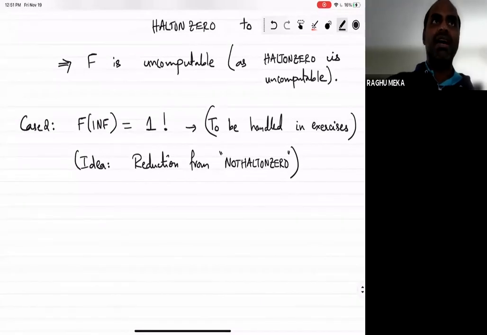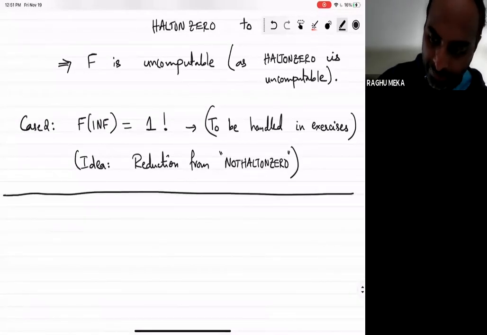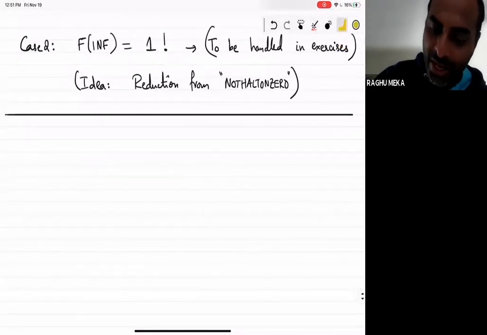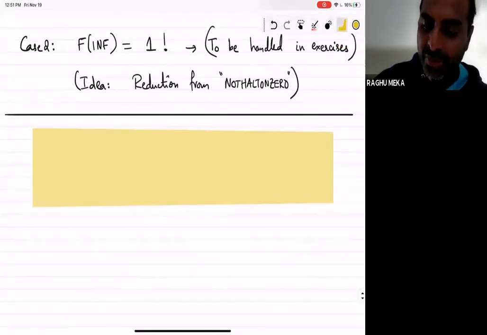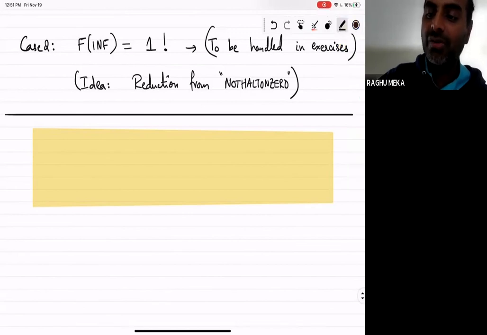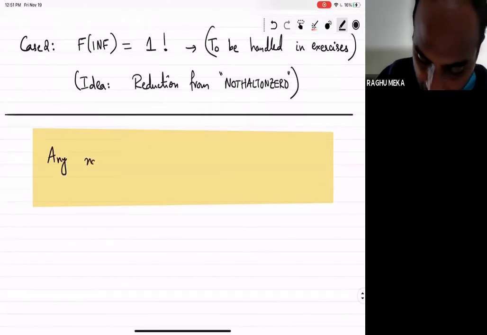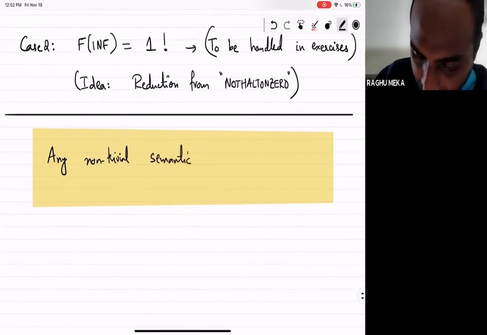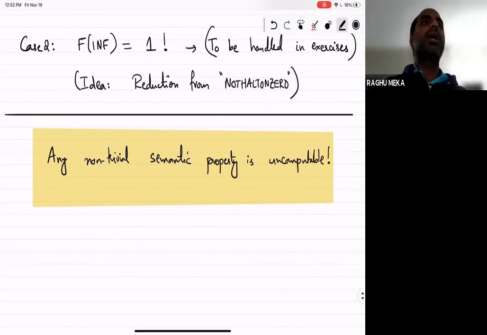So in summary, we have this very powerful theorem. Rice's theorem is extremely powerful, as I said, because you can use it to get an infinite number of uncomputable problems, right? Any non-trivial semantic property is uncomputable. So you can get all kinds of uncomputable functions.